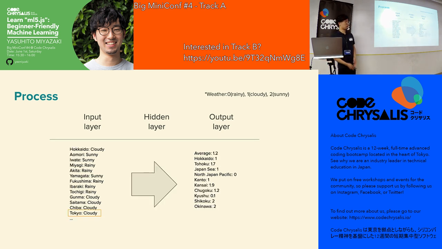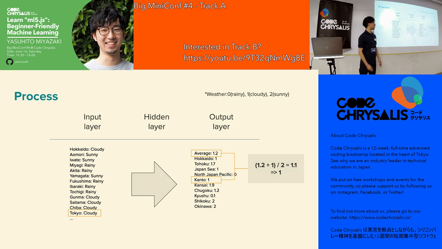Let me give you an example. If you want to remember Tokyo's weather, it was cloudy. By making these 11 data, how can we predict Tokyo's weather? You will look at the average and Kanto's data. Tokyo belongs to Japan, which is the average in this case, and Tokyo also belongs to the Kanto area. The average has the number 1.2, and Kanto has the number 1. In this example, for weather, 0 is rainy, 1 is cloudy, 2 is sunny.